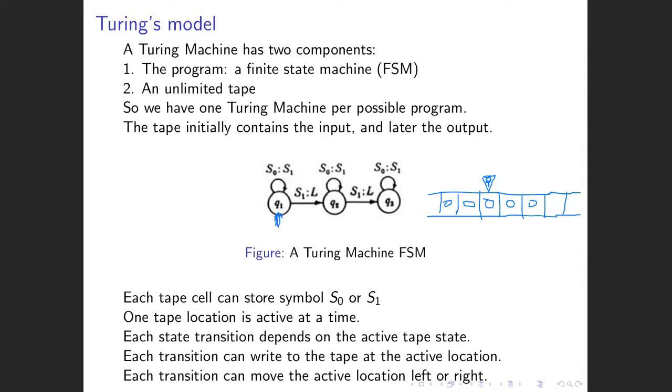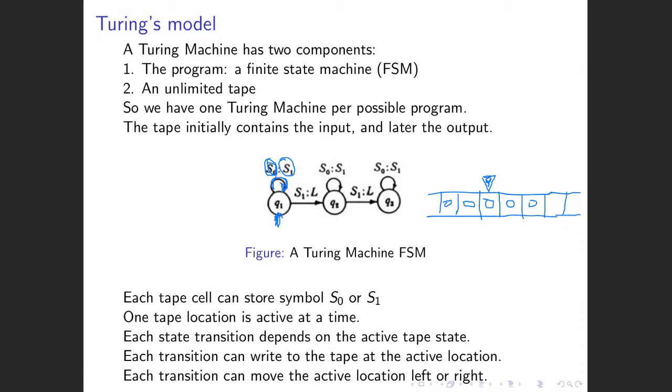Let's see. Well, the program says if there's a 0, we're on this transition. We're going to go to state 1, which we're already in. The states are numbered from 1 to 3 in this case. There's Q1, Q2.